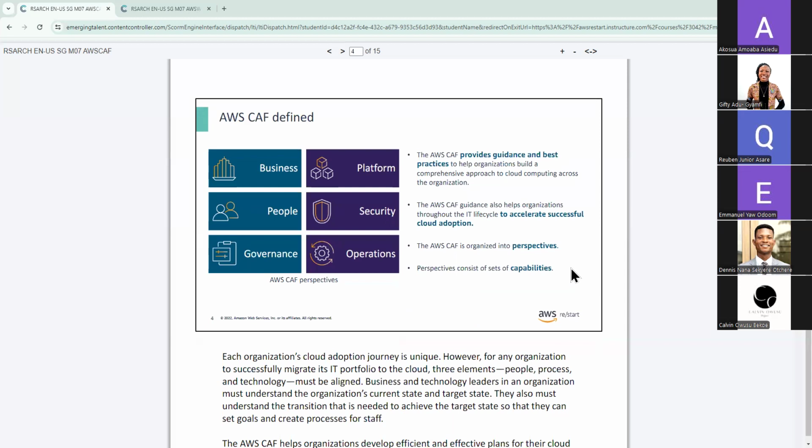And the Cloud Adoption Framework is organized into perspectives, and each of the perspectives consists of capabilities. So these are the 6 perspectives that the Cloud Adoption Framework is organized into. We have business, people, governance, platform, security, and operations. And for a successful move to the cloud, or even operations inside of the cloud, all these 6 aspects of your business or of your organization need to align.